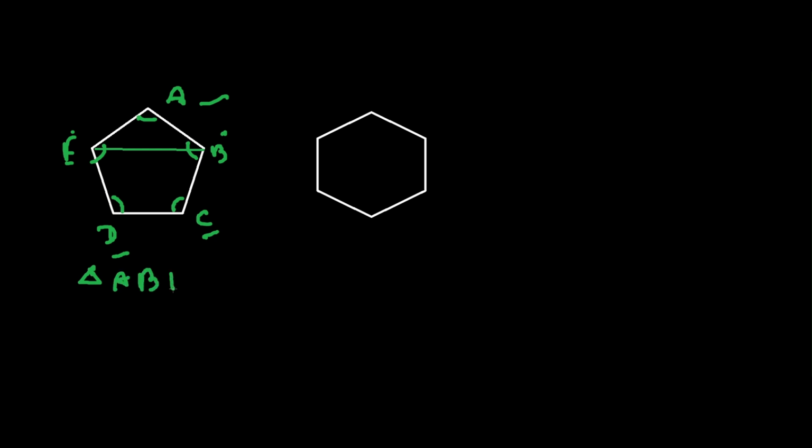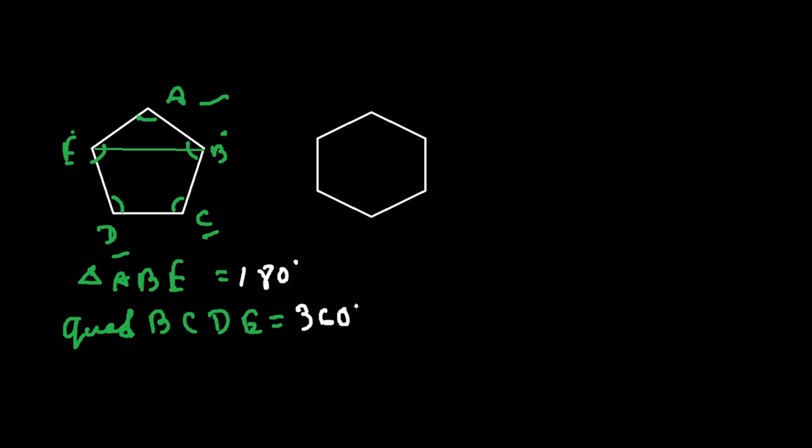Triangle ABE and quadrilateral. What is the name of the quadrilateral? BCDE. And in the previous slide, we have seen what is the sum of the internal angles of a triangle? It is 180 degree, and for quadrilaterals it is 360 degree.